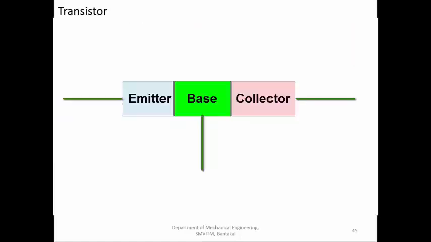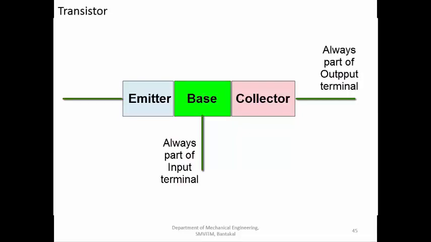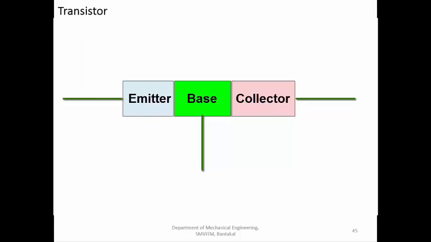Usually for the base terminal, we are always giving the input. We are taking the output at the collector, and the emitter can be on the input side or it can be on the output side. Now, how does the current flow? In the simplest form, the current usually flows from the emitter to the collector.